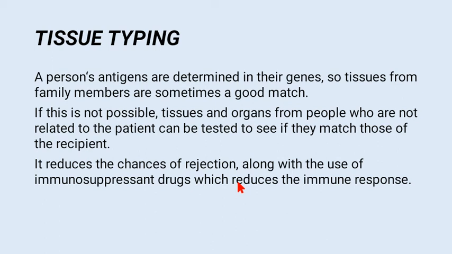And also during organ transplants, some drugs are given to the patients which are called immunosuppressant drugs. They actually stop lymphocytes, the white blood cells, from producing antibodies against the antigens which are present on the transplanted organ, tissue, or cell. So tissue typing and immunosuppressant drugs basically reduce the chances of organ rejection. And this way, we can have a successful transplant of any organ, tissue, or cell.